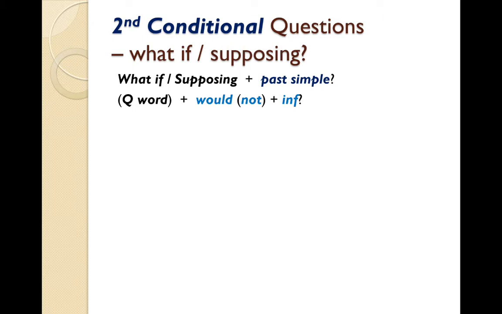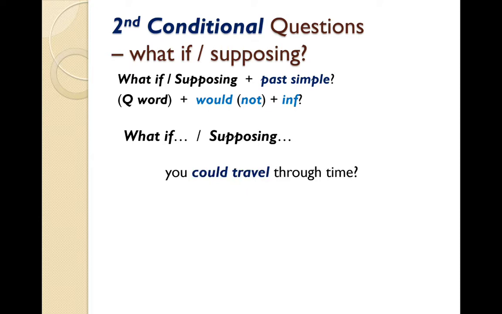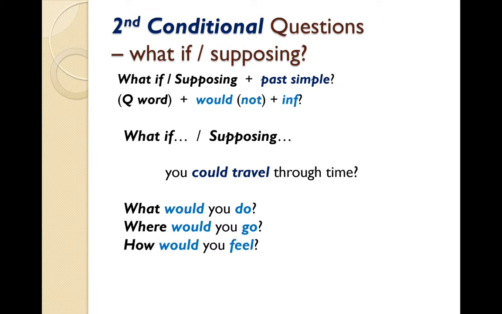So let's see some examples. What if, or supposing, what if you could travel through time? What would you do? Or supposing you could travel through time, where would you go? How would you feel? Would you do it? Or you could just say, would you?